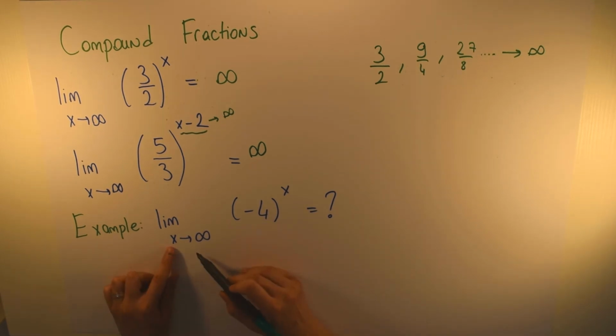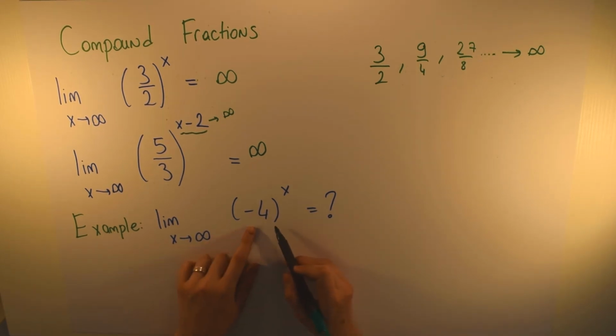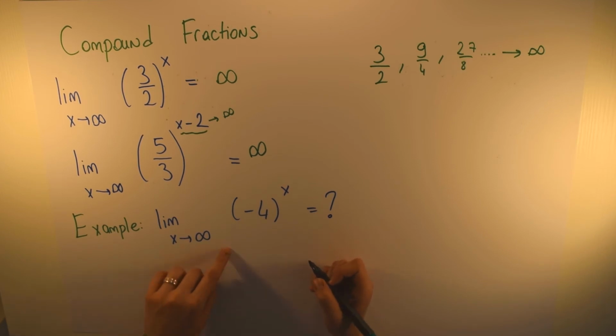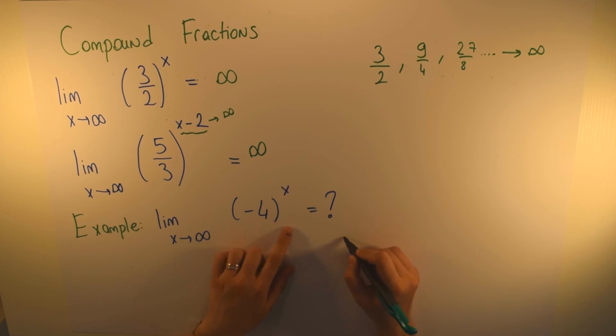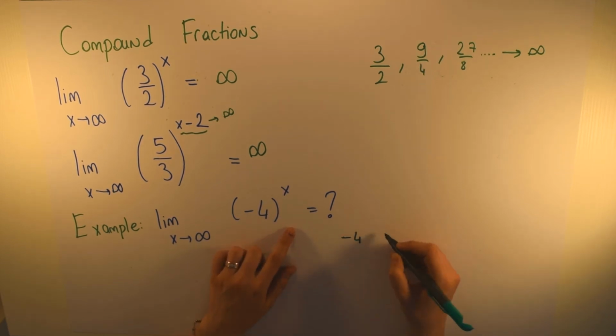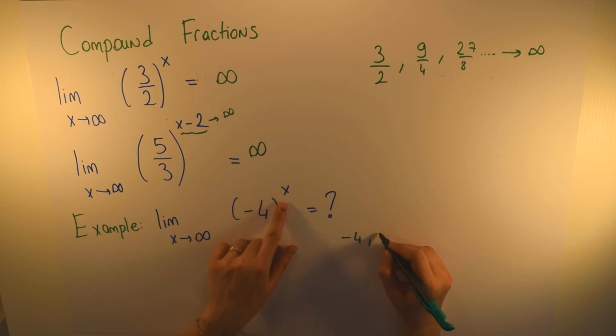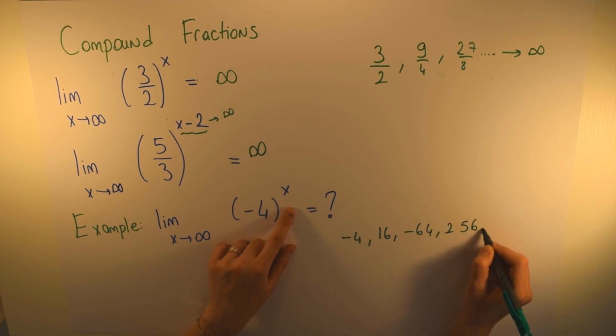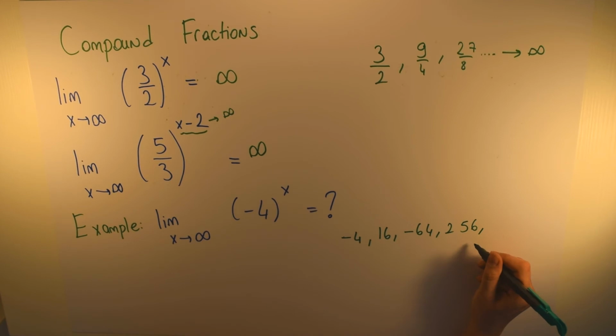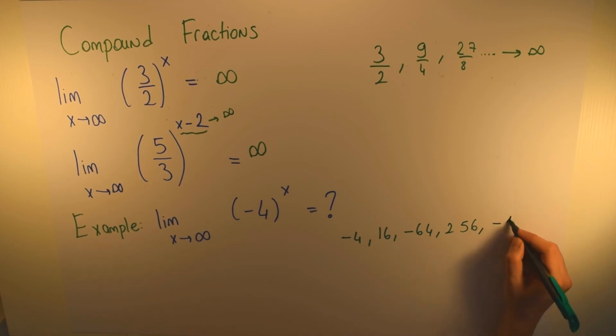Here we have the limit as x approaches infinity of minus 4 to the power of x. So here you should give values to x. Same logic. First, let's try. When I give x 1, it's minus 4. And after that, when I give 2, it's 16, and then it's minus 64, and then it is 256, and after that, when I multiply by minus 4, it is minus 1024, and it goes like this, right?